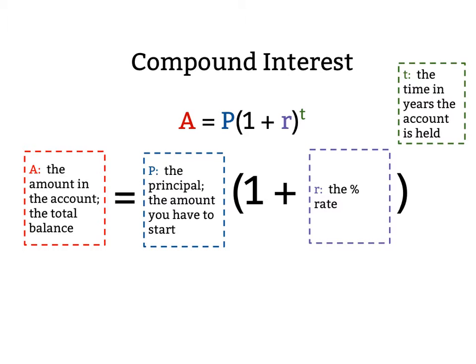And then P, R, and T mean the same thing as they did in the simple interest formula. P is the principal, that's what you start with. R is the percent, that's the rate you're earning money. And T is the time in years.